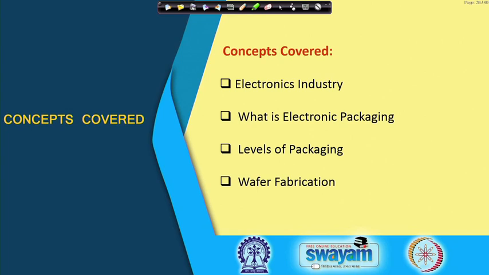But primarily, in the next many lectures in our course, we are going to take each of these levels of packaging one by one and study them in detail. And finally, as part of this introduction module, we will start with the very basic first level, which is called the wafer, from where we get the silicon dies that go into our microelectronic devices. So, that is going to be the topics covered as part of this introduction module.